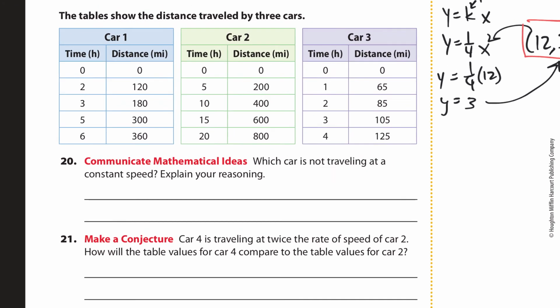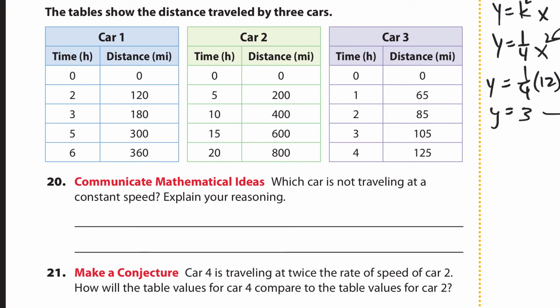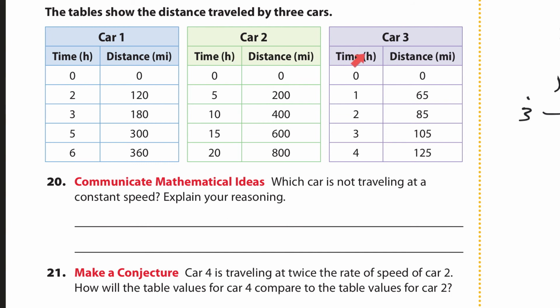Okay, the tables show the distance traveled by 3 cars. Let me erase this stuff over here. So we have car 1, car 2, car 3, which communicate some mathematical ideas. Which car is not traveling at a constant speed? Explain your reasoning.